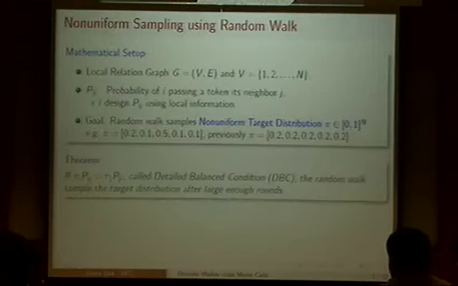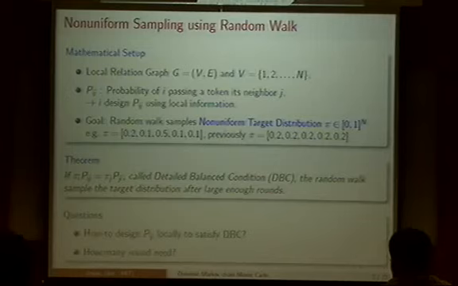Now we have two questions, as I explained earlier. How to design Pij locally to satisfy this detailed balance condition? And second question is, the theorem tells that after large enough rounds, the walk samples the target. How large is large enough? We have two questions.